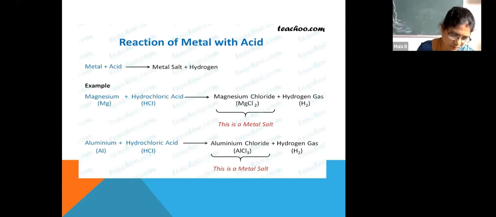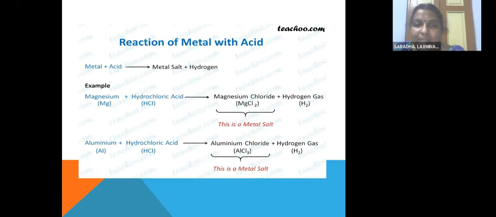Right? When a metal reacts with the acid, it forms a metal salt plus hydrogen. One example can be given as magnesium reacting with hydrochloric acid to form magnesium chloride plus hydrogen. And aluminium reacts with hydrochloric acid to form aluminium chloride and hydrogen gas. So some examples can be given. And there is one big table in the reader that talks about the reaction of the metal with the acids, and reactions of non-metals are also given.